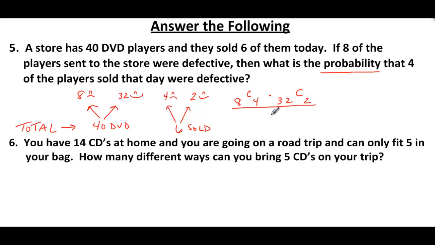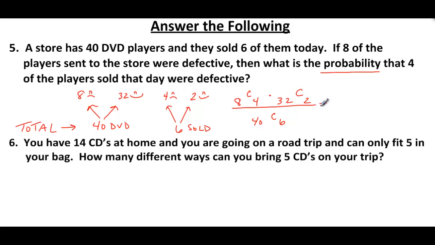But when we deal with probability, the total goes on the bottom. I have 40 DVD players. We're choosing 6 of them to be sold. Again, the reason why this is a combination problem is because if I sell 6 DVD players to people, and then I collect them all back and I sell the same 6 to the same 6 people, but in a different order, it didn't change. I still sold the same DVD players to the same people.